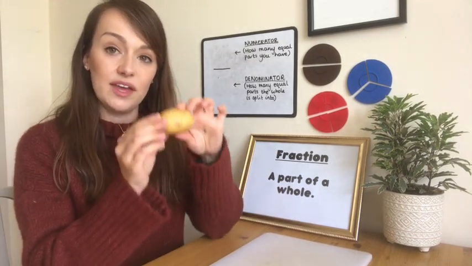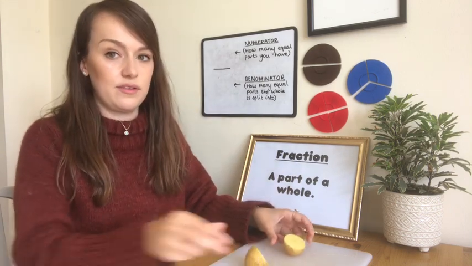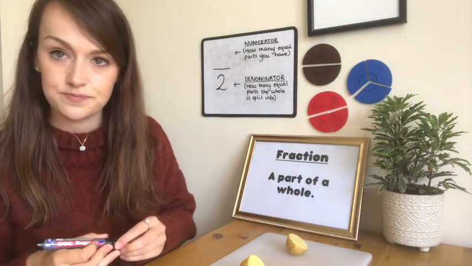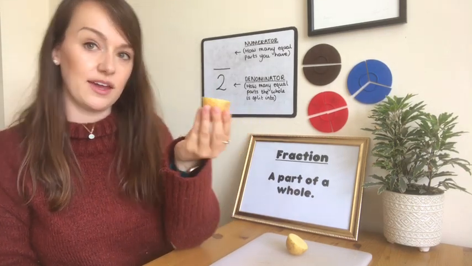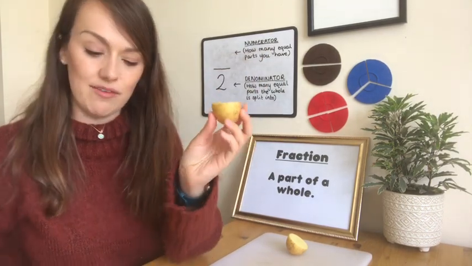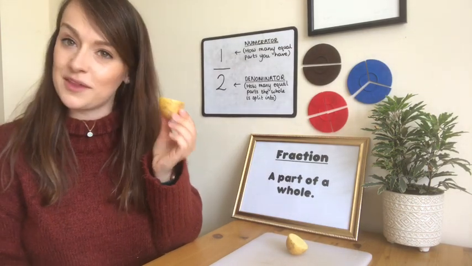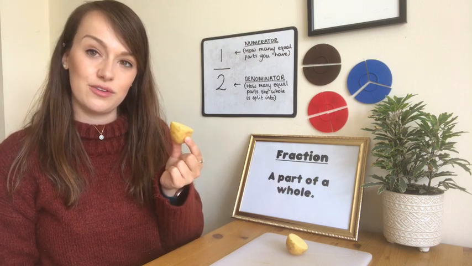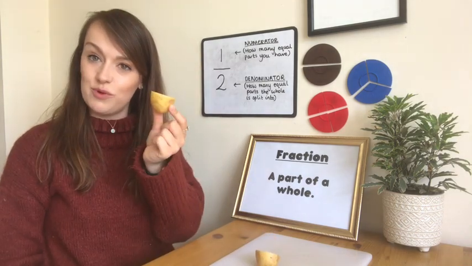So if we go back to our potato, we know it is split into two equal parts, okay? So in this case, the denominator is 2. And my question was, what fraction of the potato do I have here, okay? And the numerator is how many equal parts do you have? Well, I only have one part. So this piece of potato here is 1/2 of the potato, okay? Because it is split into two equal parts and I have one of them.